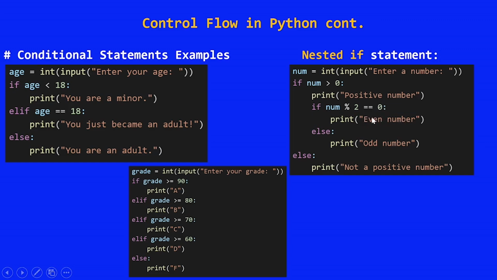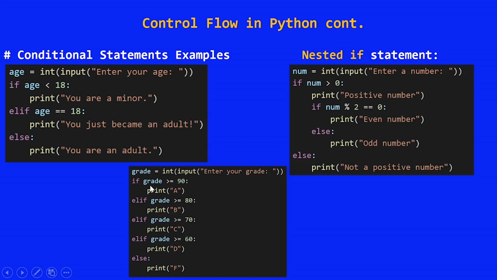We say instead of even number, we say odd number. Here we say even number, etc. So moving ahead to our third snippet, we can say grade is equal to int input, enter your grade.